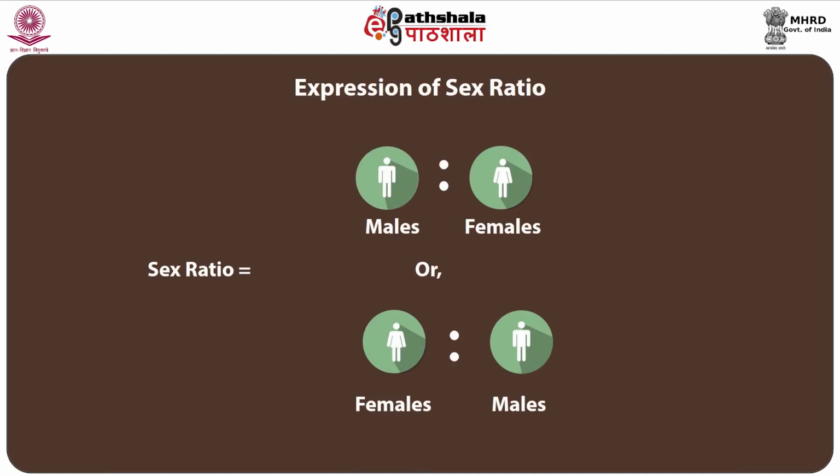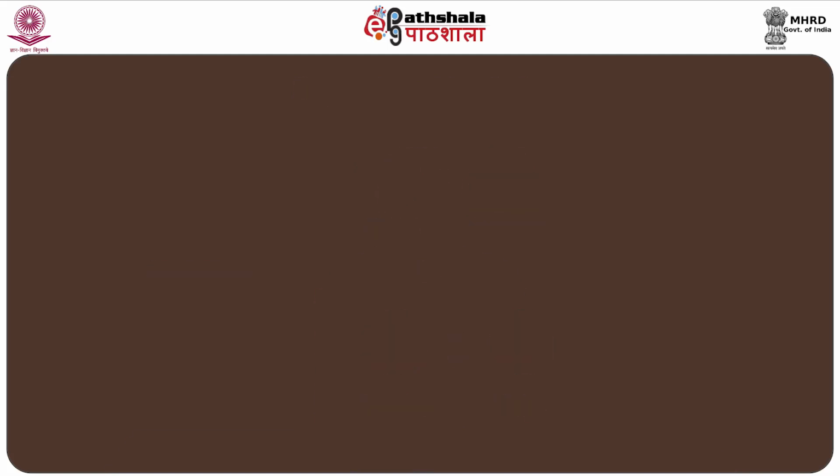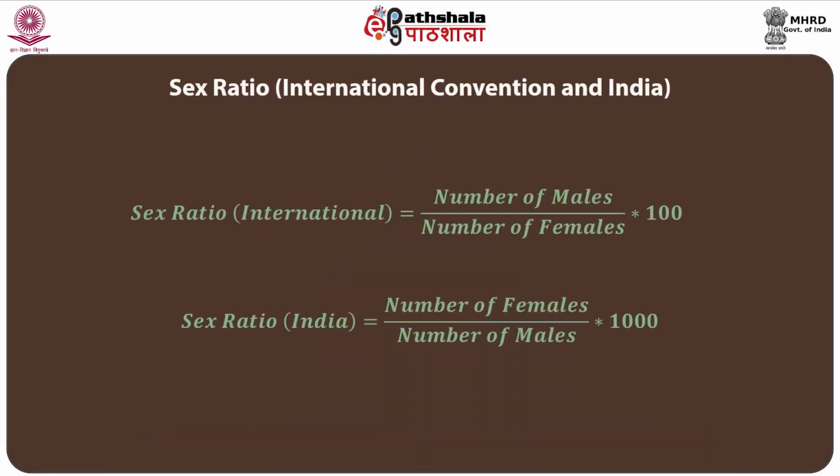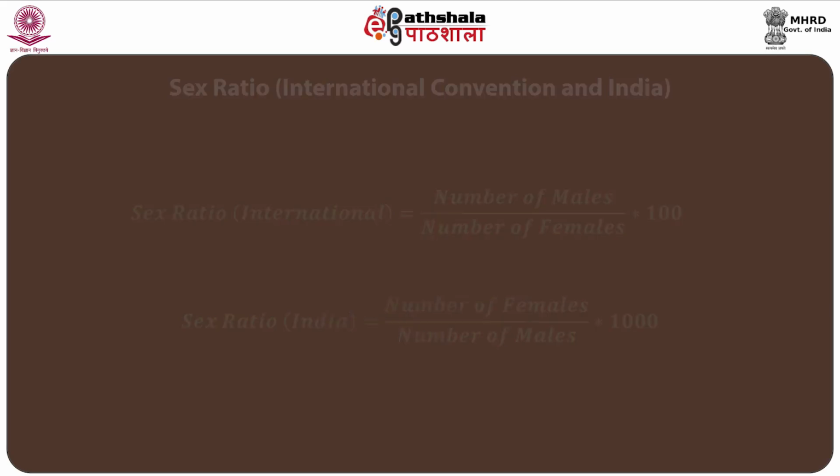There are two ways of defining sex ratio. The sex ratio at birth, at the international level, is defined as the number of male births for every 100 female births, but in India it is also defined in terms of number of female births for every 1000 male births. Let us see first the types of sex ratio.